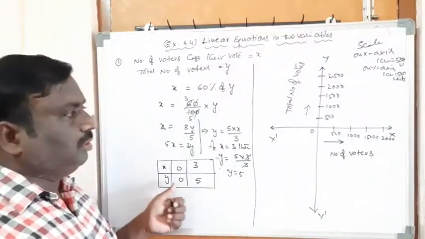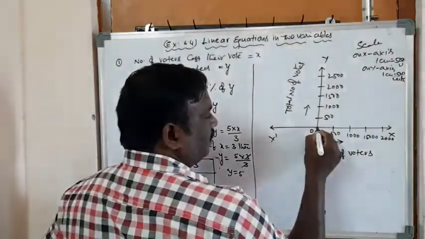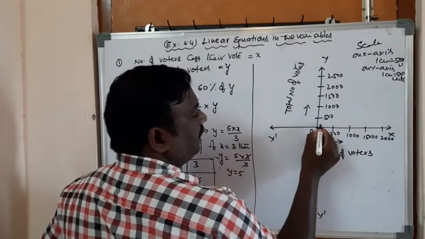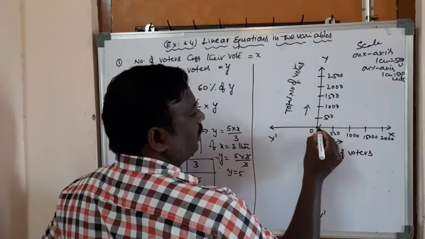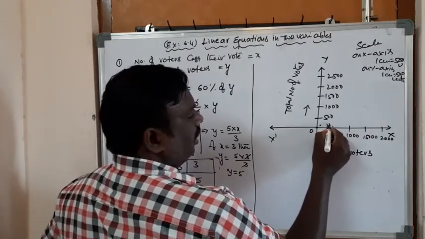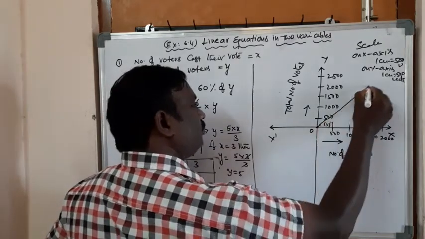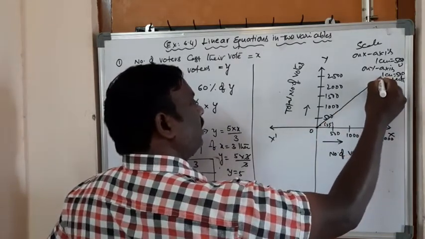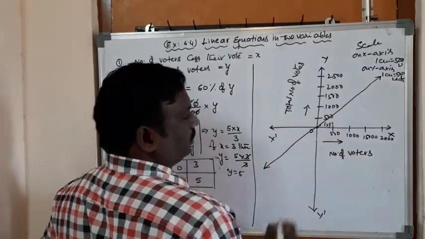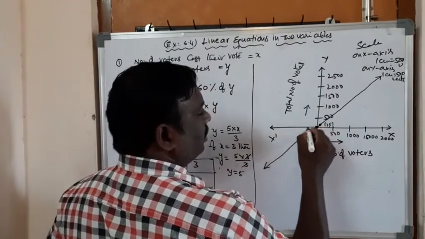So 0, 3, 5. 0 means this, and 3 here means almost near here, and 5 is here. Then you can draw the line 3, 5. This is the approximate value I am keeping. Join these two. The line will be like this. It will pass through the origin. So this is 0, 3, 5 and 0, 0.